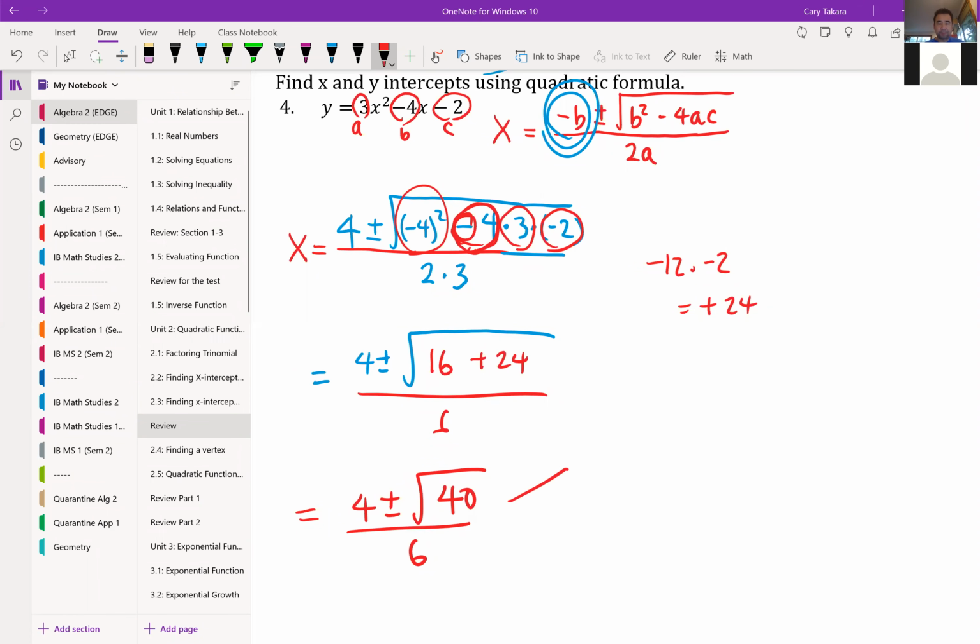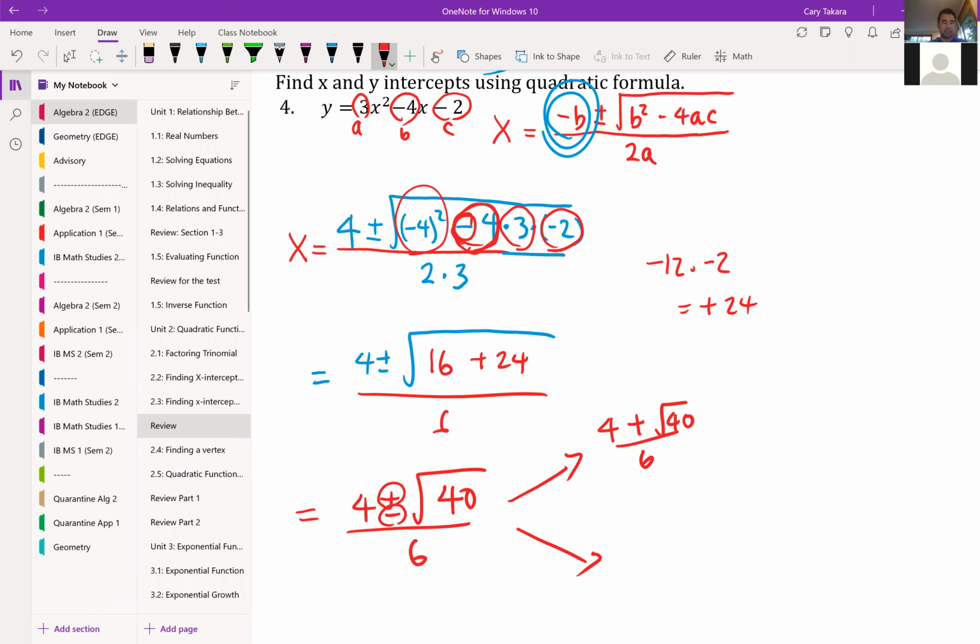And then let's find the decimal value for that, okay? And to do that, if you have forgotten, that's why there are two signs, plus and minus. The first solution will take the positive, so 4 plus square root of 40 divided by 6. And you do that. Let's actually do that.